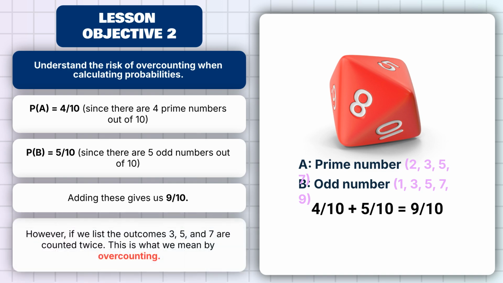However, if we list the outcomes of getting either a prime or odd number, you will notice that there are some numbers counted twice. In this case, 3, 5, and 7 are counted twice. This is what we mean by overcounting. We should only be counting these numbers once, but when we simply add together 4/10 and 5/10, we count some of the numbers twice. If we don't correct this, we will get the wrong answer for finding the probability of A or B.